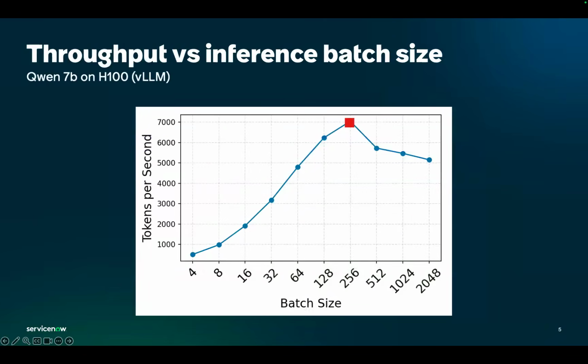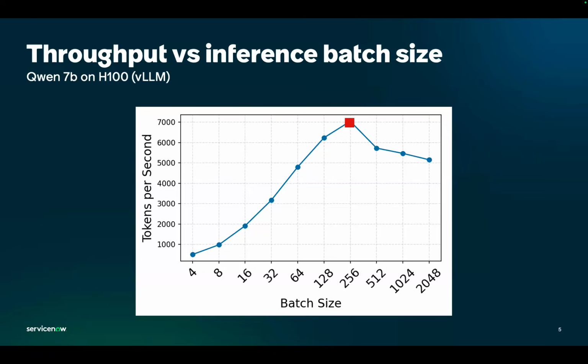Empirically, we tested this on a Qwen 7B on a single H100. When we start at a batch size of 4, we're memory bound as expected, and we don't produce many tokens per second. But as we increase the batch size to, in this case, 256, we can get 7,000 tokens per second. So now we found a batch size we like that gets a lot of tokens per second.